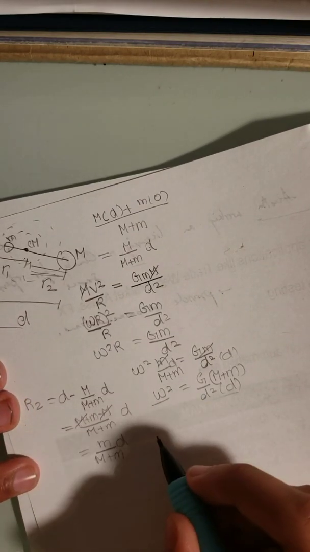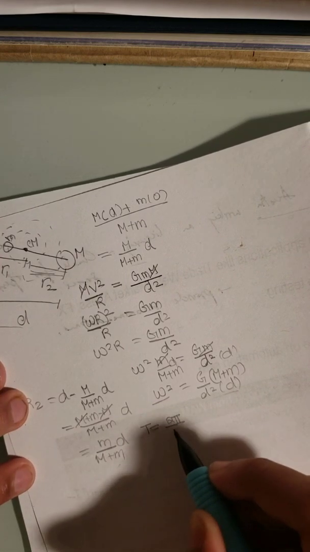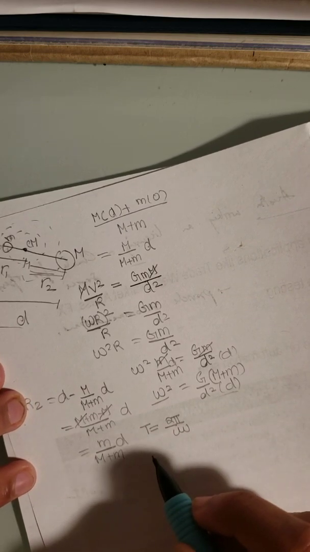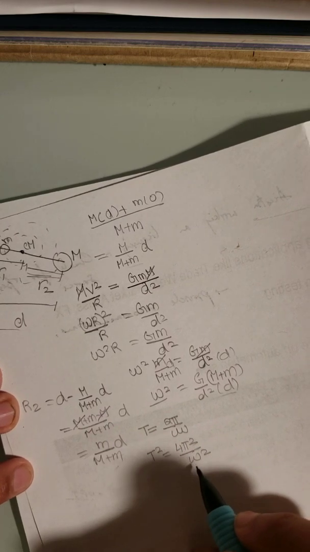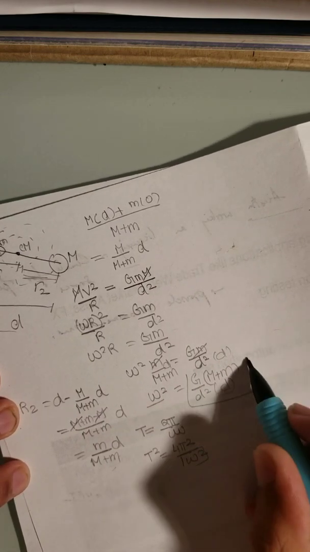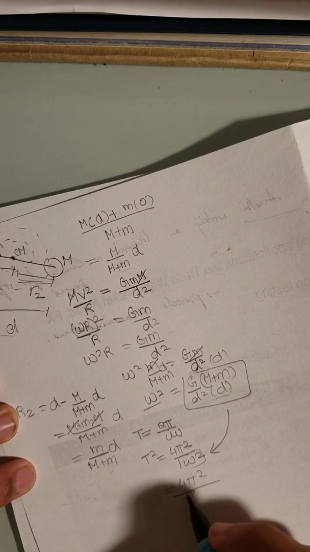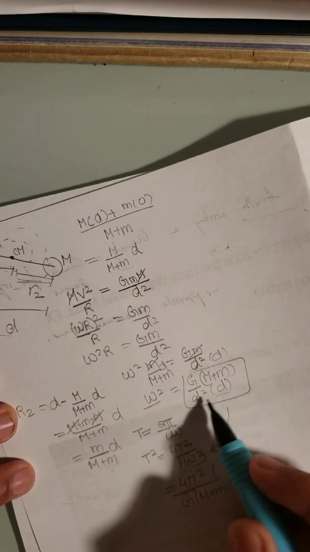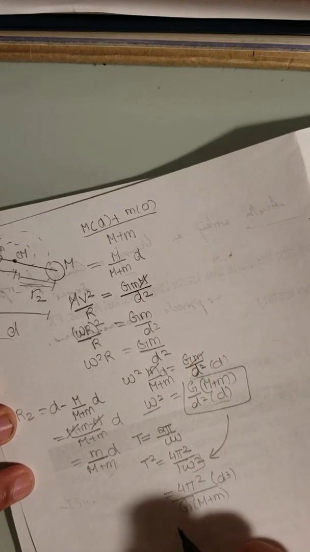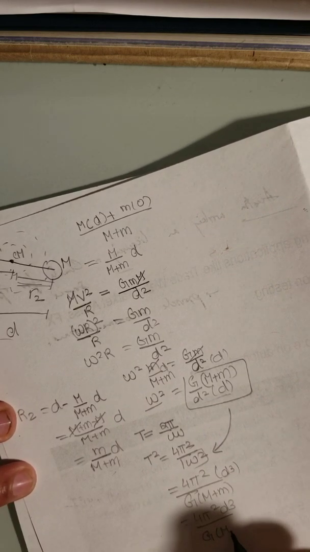Now we can set up our relationship between the time period and omega. So T equals 2 pi over omega. So we can square both sides. We get T squared equals 4 pi squared over omega squared. And then for this omega squared, we'll put in this expression that we solved for right here. Once we do that, we get 4 pi squared over G capital M plus small m. This denominator would go in the numerator. So d squared times d, that's just d cubed. And this is our final expression. T squared equals 4 pi squared d cubed over G times M plus m.